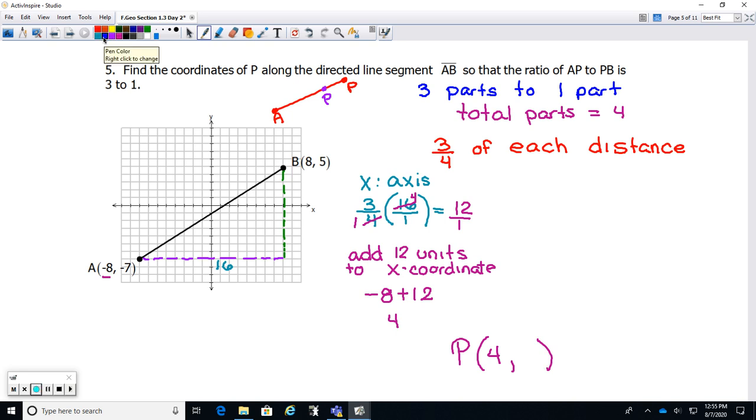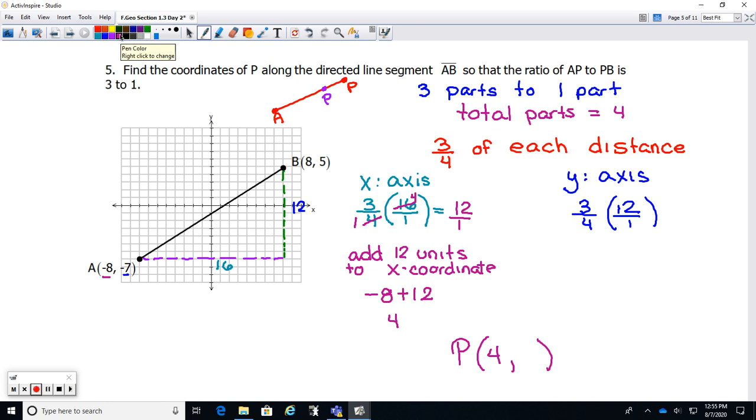To find the y distance, let's go over here. The y-axis, this distance started way down here at -7, I can see. -7 all the way up to +5 is 12 units. But that's for the total distance. And remember, we only want to go 3/4 of the way up. So I got to find out what 3/4 of the distance 12 is.